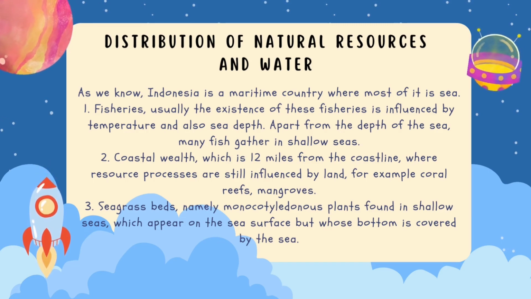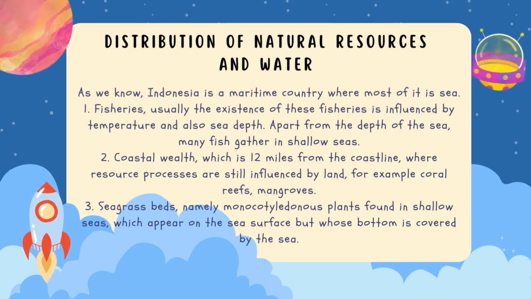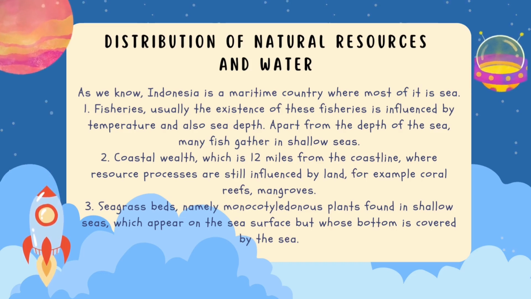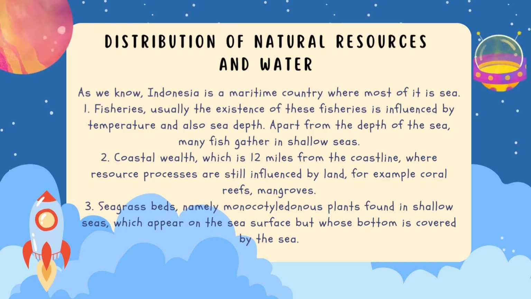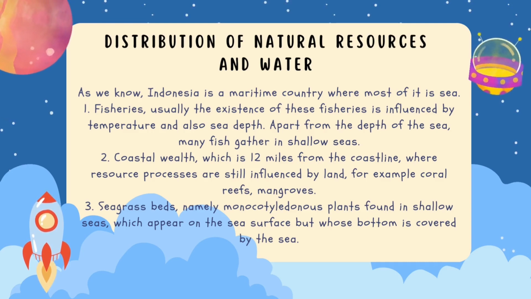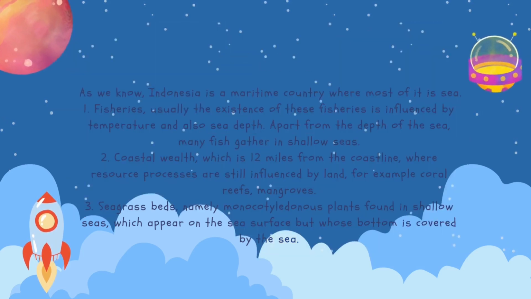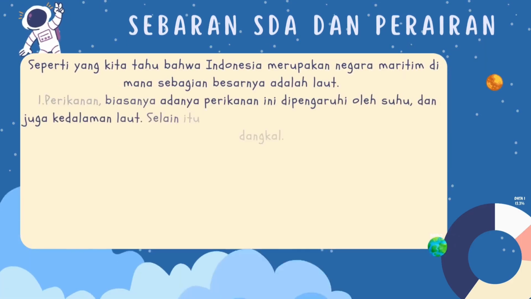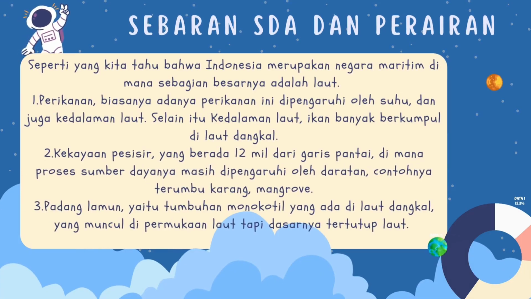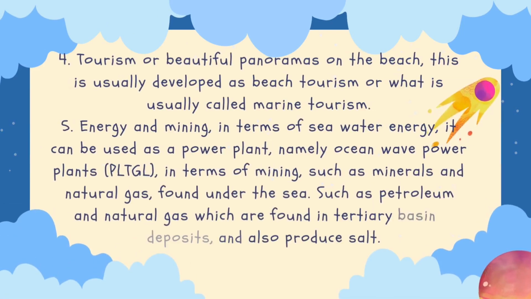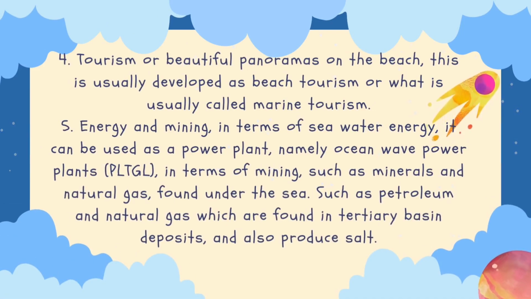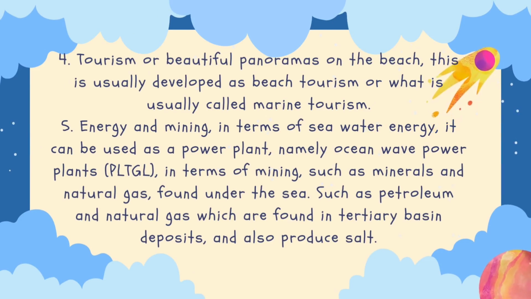Number 3. Seagrass beds, namely monocotyledonous plants found in shallow seas, which appear on the sea surface but whose bottom is covered by the sea. Number 4. Tourism or beautiful panorama on the beach. This is usually developed as beach tourism or what is usually called marine tourism.